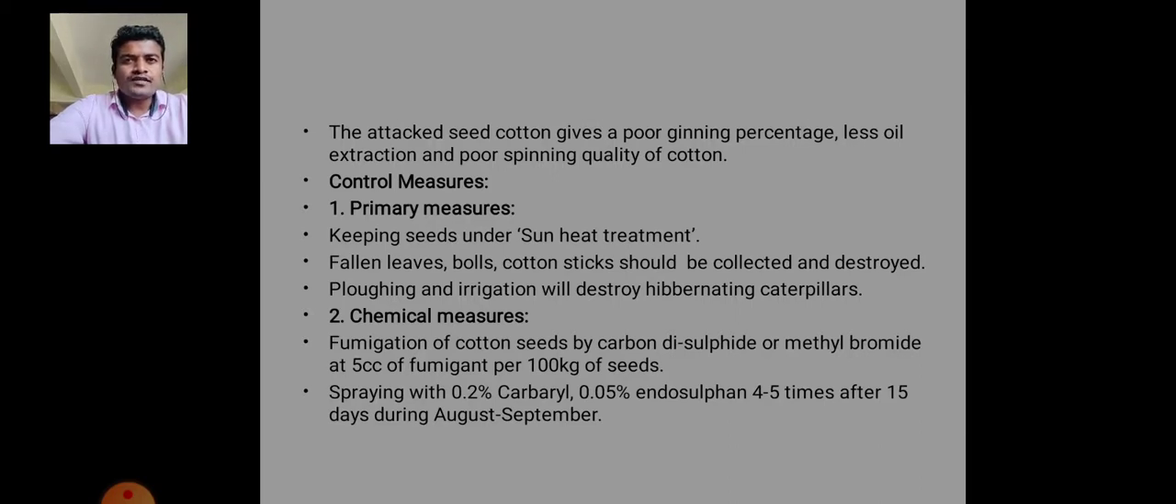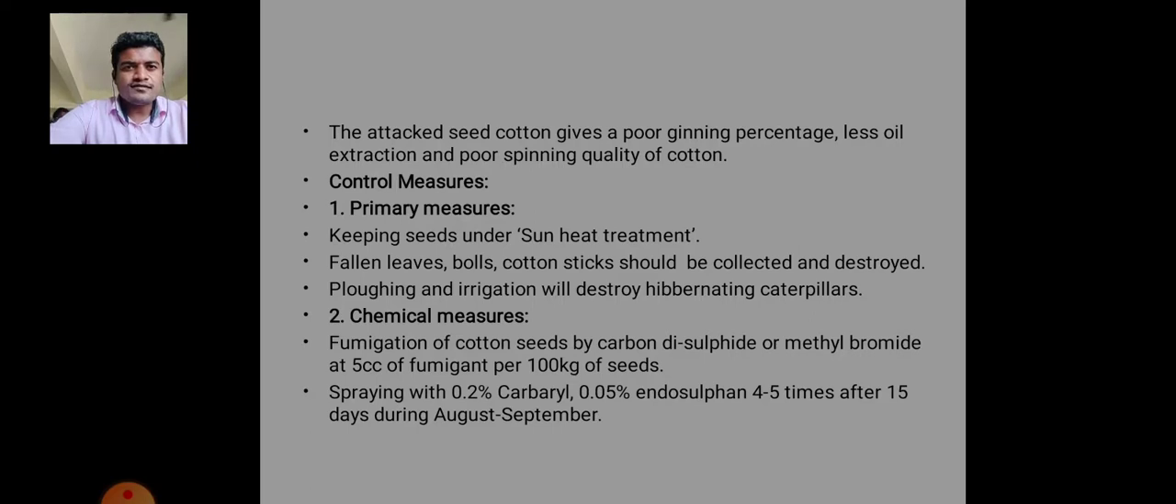How to control the action of pink bollworm with the help of control measures? We will see here primary measures and chemical measures. In primary measures to control the pink bollworm, we keep seeds under sun heat treatment. If we keep the seeds of cotton under heat treatment, the attack of pink bollworm is reduced. Fallen leaves, bolls and cotton sticks should be collected and destroyed. Ploughing and irrigation will destroy the hibernating caterpillar form of pink bollworm.